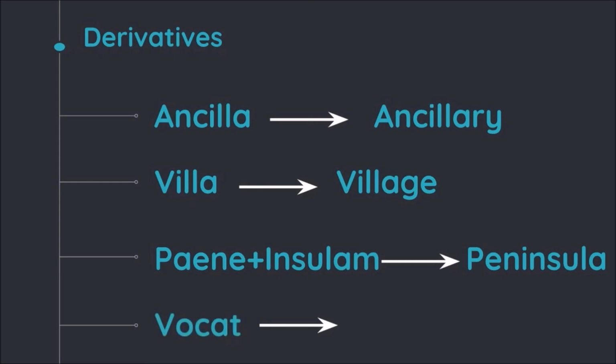Now let's look at one final word. Vocat. Now vocat is a verb. It means to call. And if you take off the T and add an L, it goes to vocal, which also has something to do with calling. Now we call these derivatives because they derive from Latin and come into English.